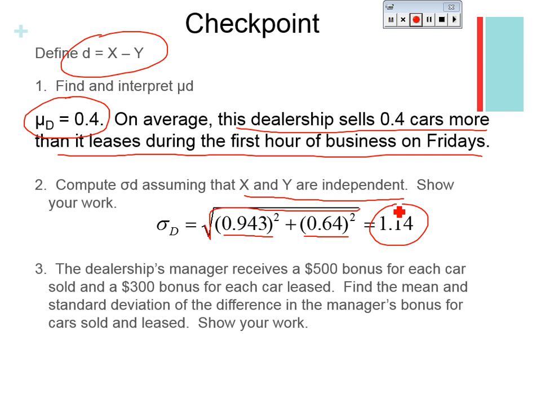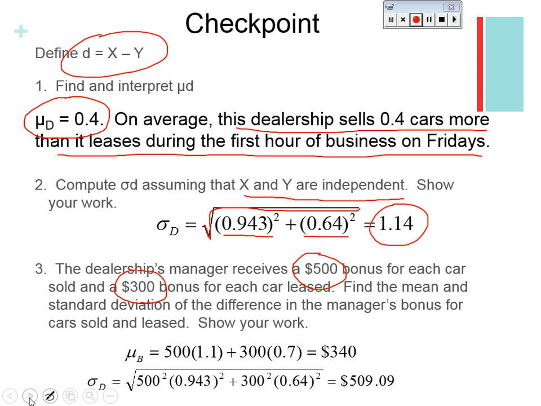And then question number 3 says the dealership's manager receives a $500 bonus for each car sold and a $300 bonus for each car leased. Find the mean and standard deviation of the difference in the manager's bonus for cars sold and leased. So remember that by multiplying each of these values by 500 and 300 respectively, that's going to change both the mean and the standard deviation for each one of these.